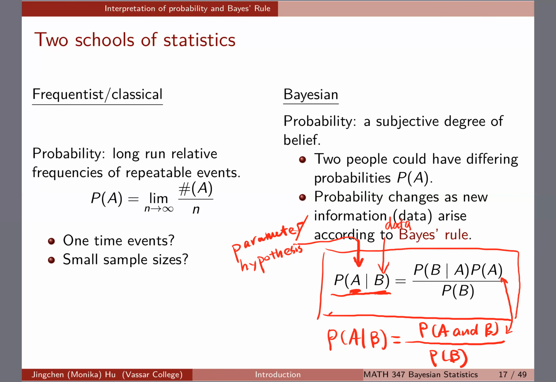Okay? So for example, earlier I was talking about flipping the coin, right? We start with, say in this case, let's just say it's a fair coin, so I know P(A), which is the probability of getting heads, is 0.5. Let's just say that. So we start with this, we think it's a fair coin, and then we start to collect data, which is B. And in our case, the data B is just the outcome of the coin flips, right?